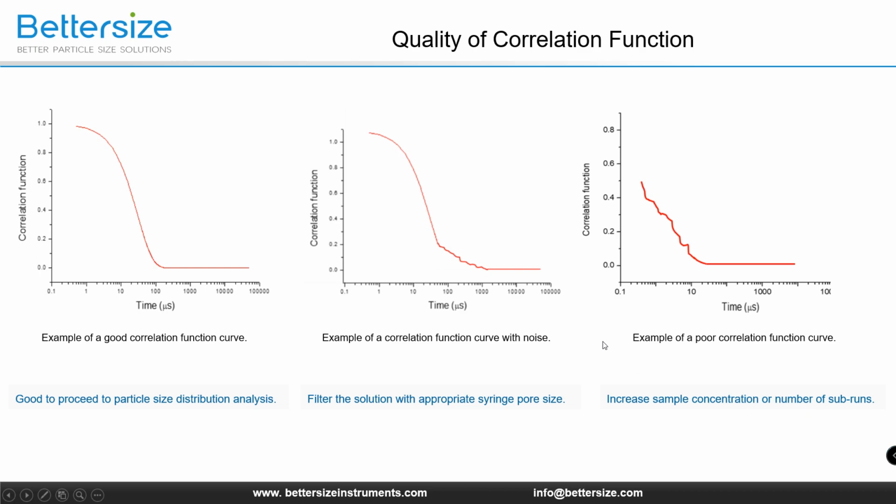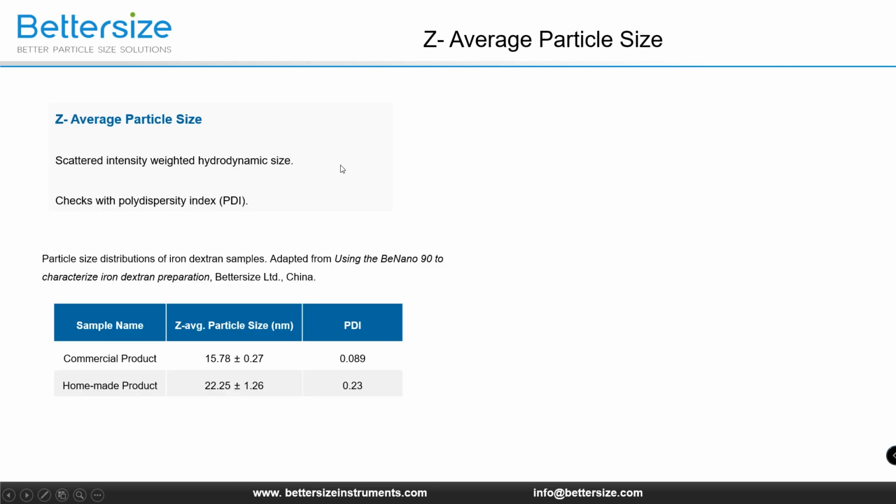DLS reports results in Z-average particle size, which is a scatter intensity weighted size. It comes from the fact that when computing the correlation function integral using the cumulants method, an average translational diffusion coefficient is obtained, and thus resulting in the average hydrodynamic radius from the Stokes-Einstein equation.